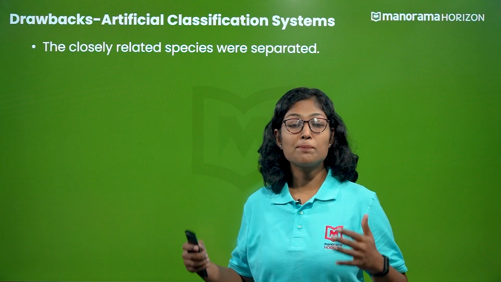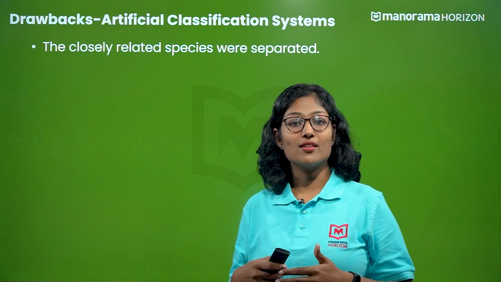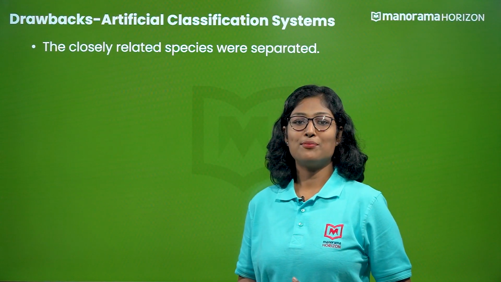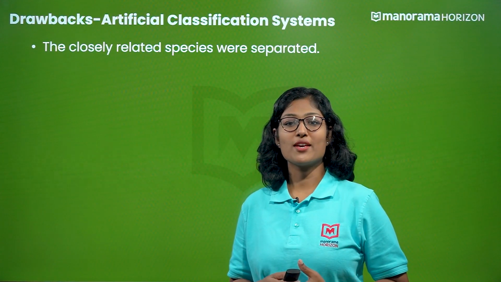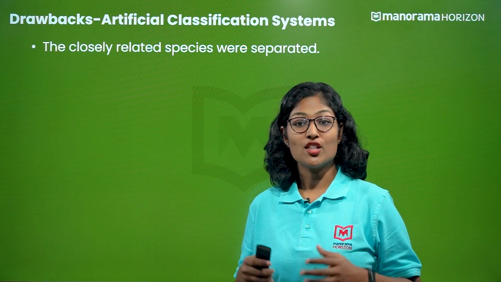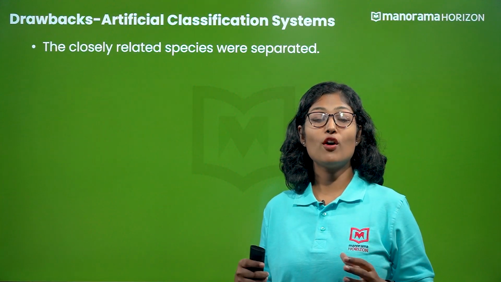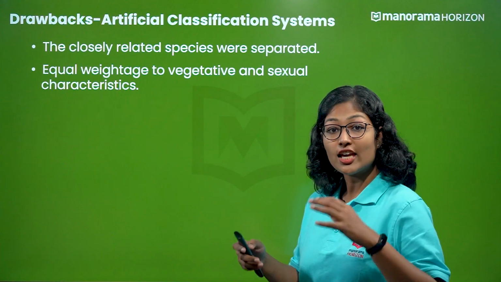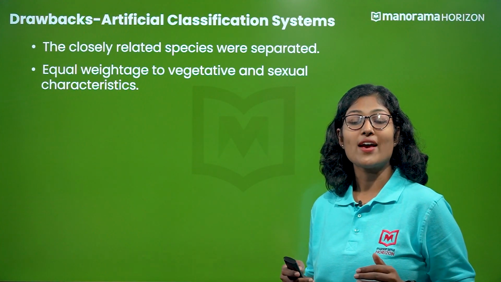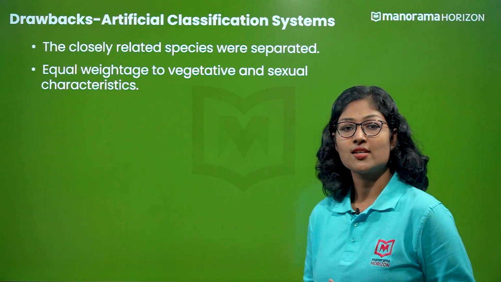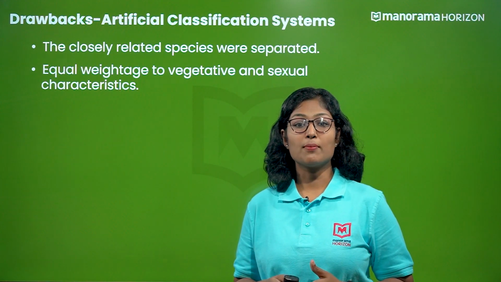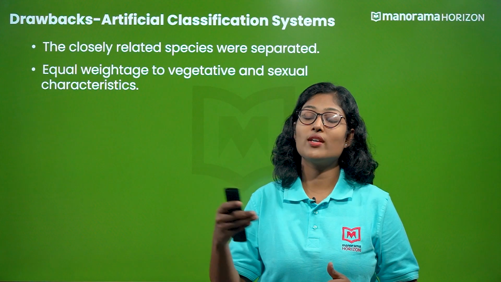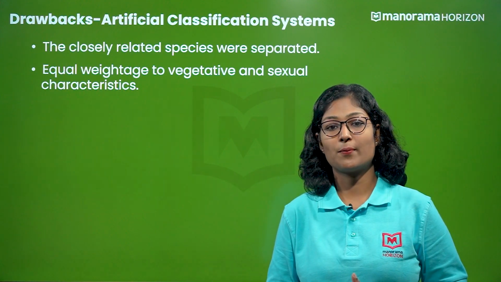Outwardly similar species were clubbed together even though they were not closely related. For example, cacti and euphorbias have a similar appearance. The two different families evolved under similar conditions. And the system gave equal weightage to vegetative and sexual characteristics. It was unacceptable because the vegetative characters are more susceptible to environmental influences.